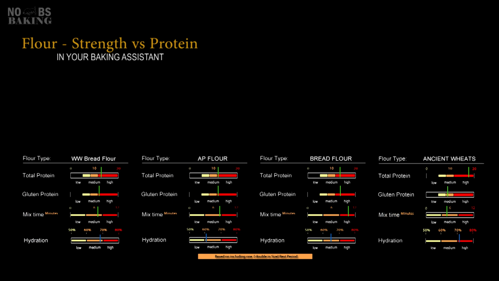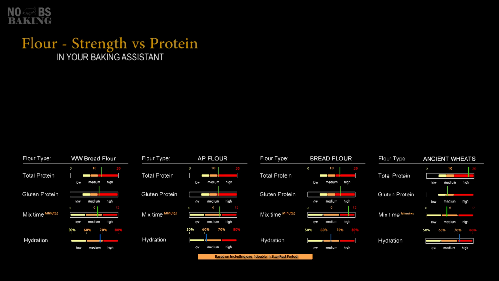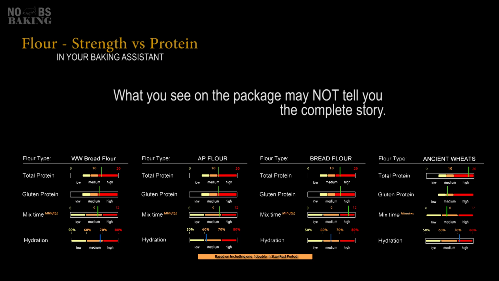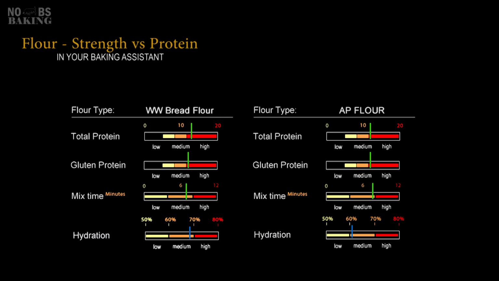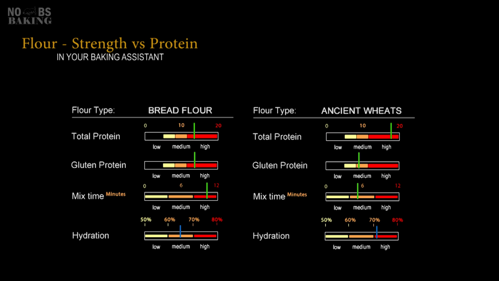We will get into this more in mixing and hydration modules, but here is a small chart that provides more of a visual reference for how total protein may not reflect gluten protein and how the milling affects both mix times and hydration. For example, whole wheat flour can have more total protein than all-purpose and a similar amount of gluten protein, yet mix times are less and hydration is increased. Likewise, ancient wheat can have much more total protein but much less gluten protein, requiring much less mix, but much more water.